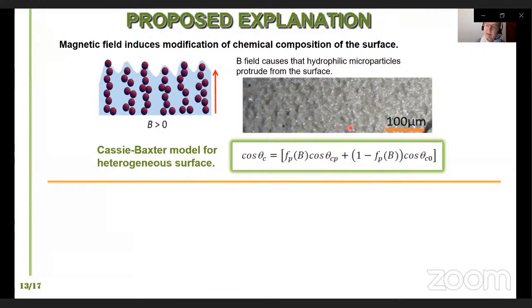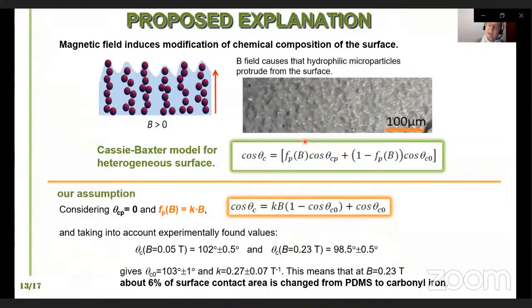So water, which in zero magnetic field is mainly in contact with PDMS, comes more and more into contact with our carbonyl iron particles. And because we use particles which have no surface coating, and carbonyl iron is known to be very hydrophilic, with protrusion of the particles the contact angle actually decreases. We made some analysis of this effect, and we found that in a field of 230 millitesla, about 6% of the surface contact area is modified from PDMS to carbonyl iron.